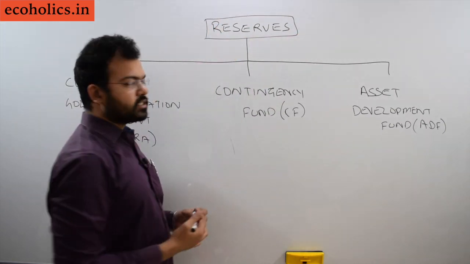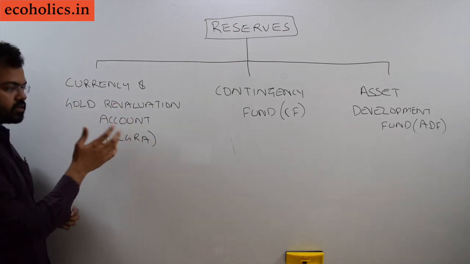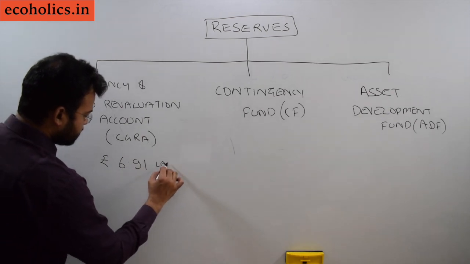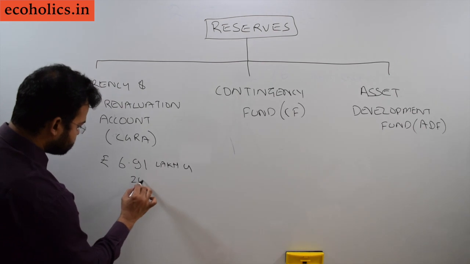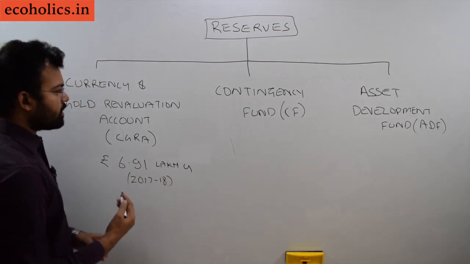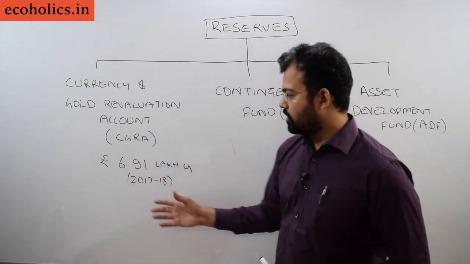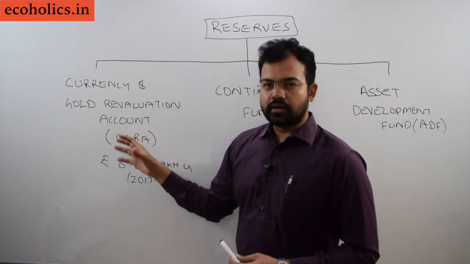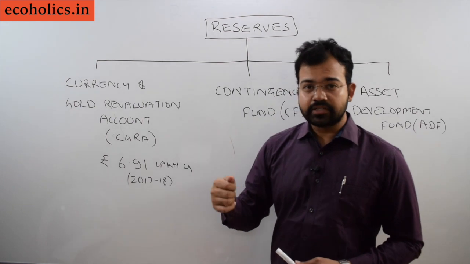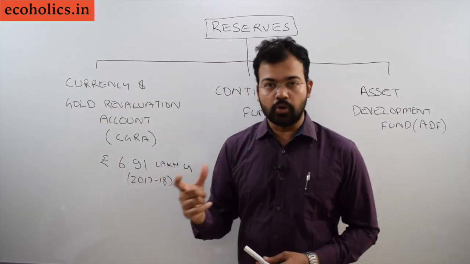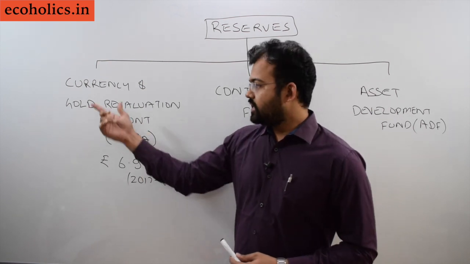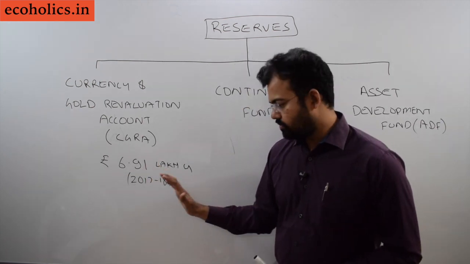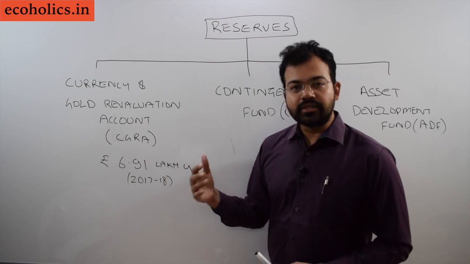Now what constitutes the most is the first one, the currency and gold revaluation account. It consisted of around 6.91 lakh crore in the year 2017-18. RBI earns on this account through the revaluation of foreign currencies as well as the revaluation of gold. The increase in the value of currency and gold fetched RBI 6.91 lakh crore in 2017-18.